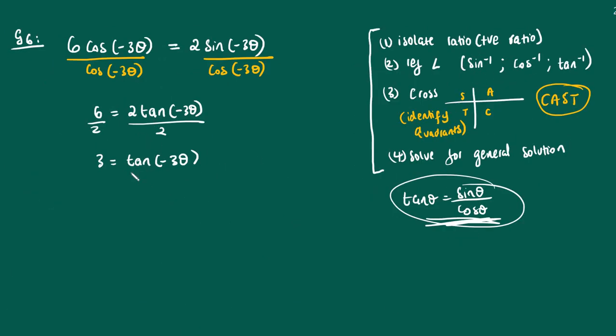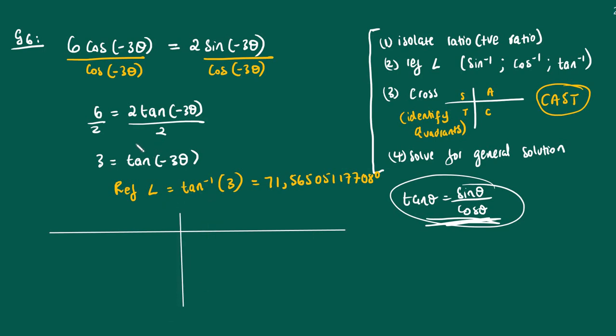Right, so now that we have this, we have isolated the ratio. Now we can find the reference angle. So the reference angle there would be arctan 3, because here it is 3. Then arctan 3 would be 71.565. Remember not to round off. 71.56505117708 degrees, right? So now you go to your cross.